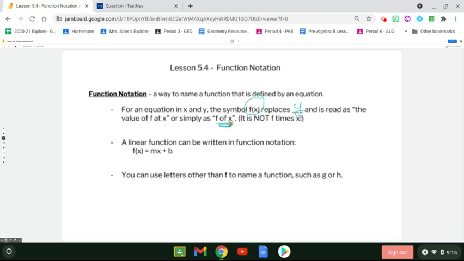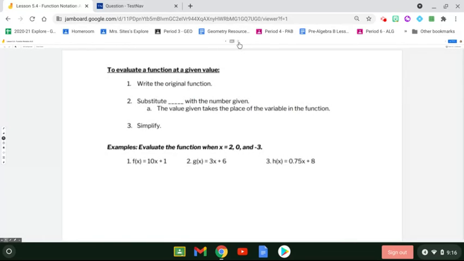You never, ever, ever say f times x, okay? So it's read f of x. A linear function can be written in function notation, and instead of y equals mx plus b, you might see the y replaced as f of x. You can use letters other than f to name a function, so you could see things like g of x, or you could see h of x, okay? But they are all basically replacements for the variable y, okay?